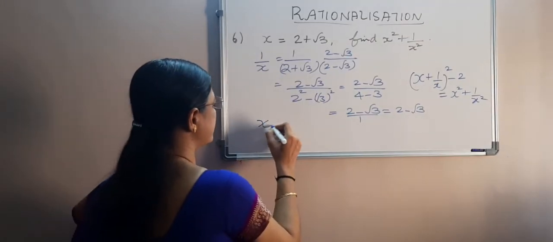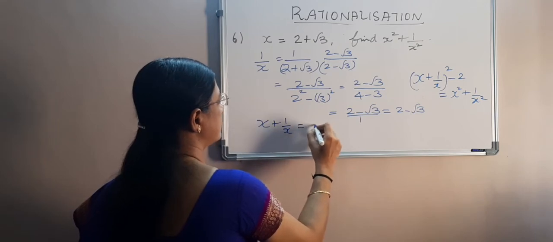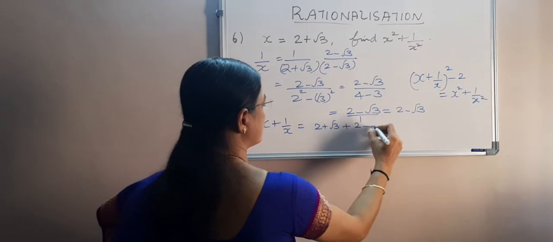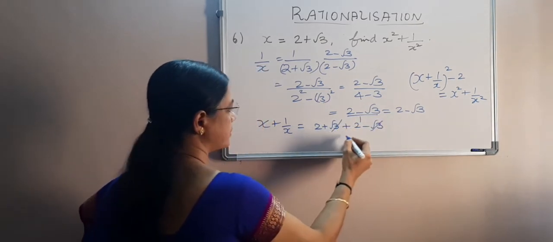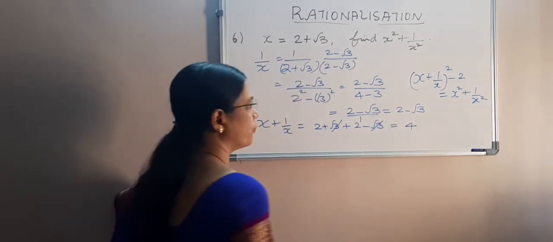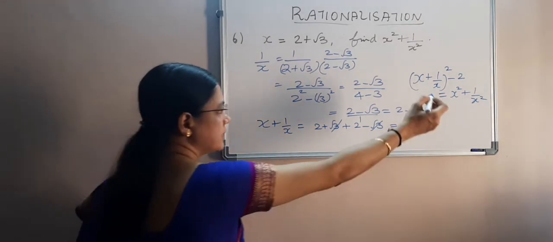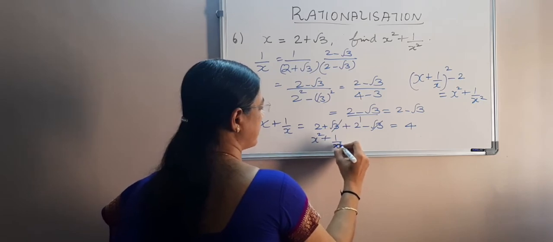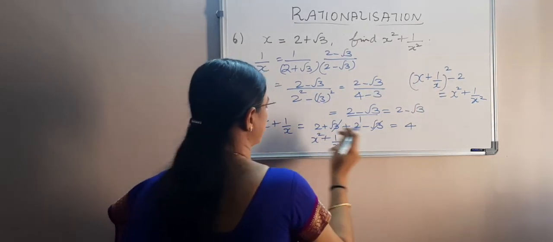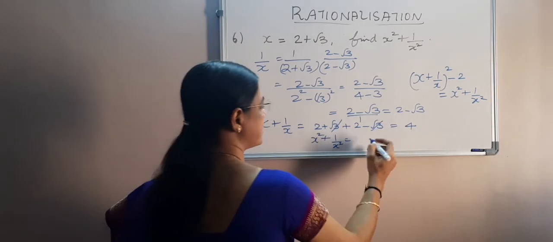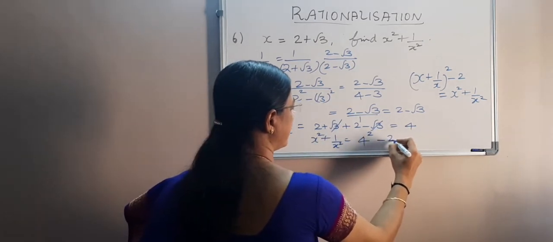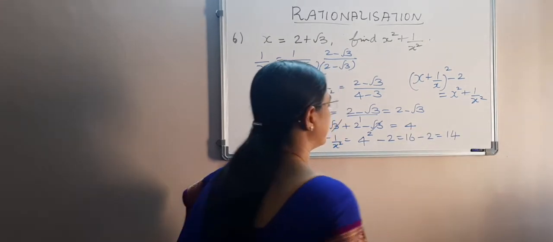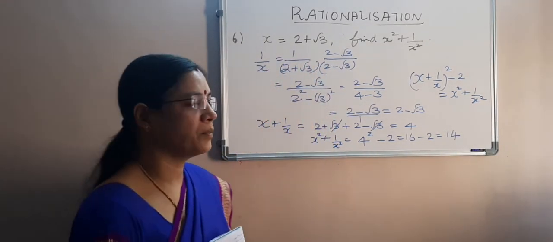So, let us do x plus 1 by x now. What is x? 2 plus root 3. And what is 1 by x? Plus 2 minus root 3. Now, this minus root 3 plus root 3 gets cancelled. So, you get 4 now, isn't it? Now, follow this to get x squared plus 1 by x squared. So, what is x squared plus 1 by x squared? x plus 1 by x the whole square minus 2. What is x plus 1 by x? x plus 1 by x is 4 now. So, 4 squared minus 2, that is 16 minus 2, that is 14. So, 14 is your x squared plus 1 by x squared.